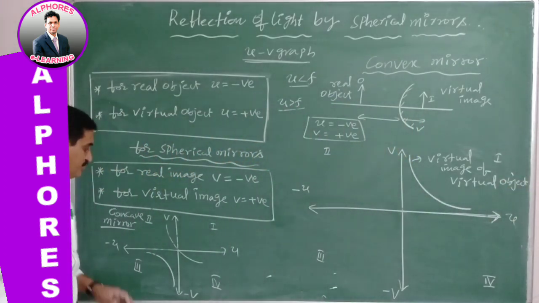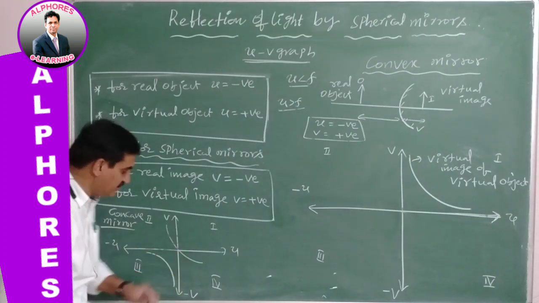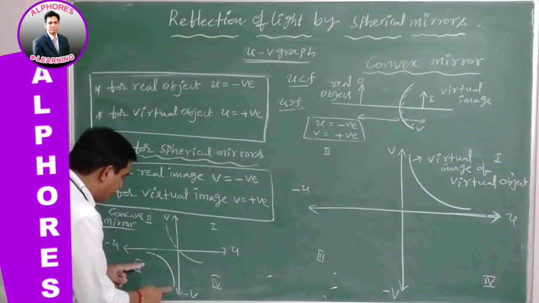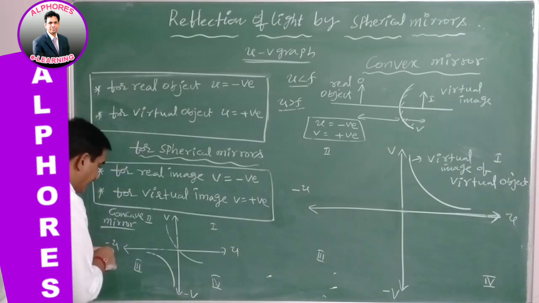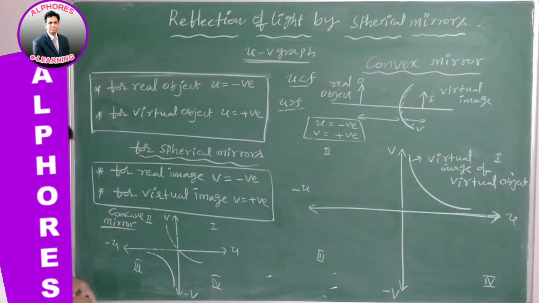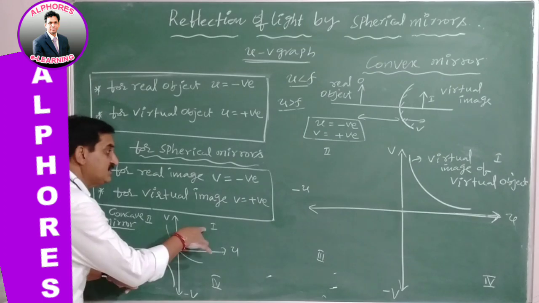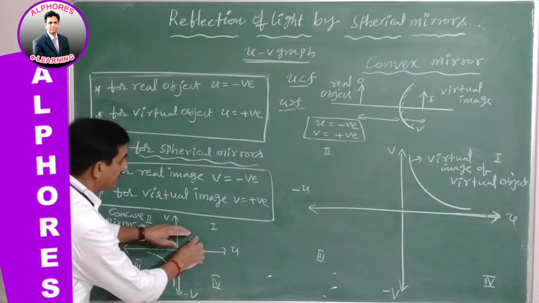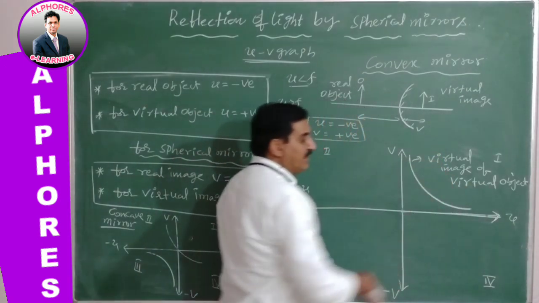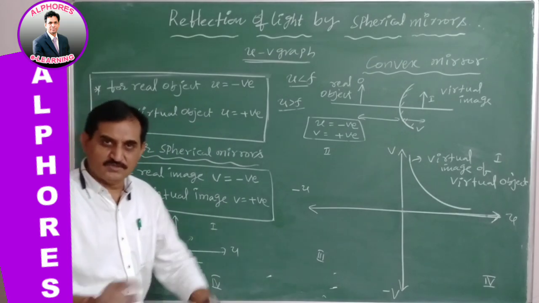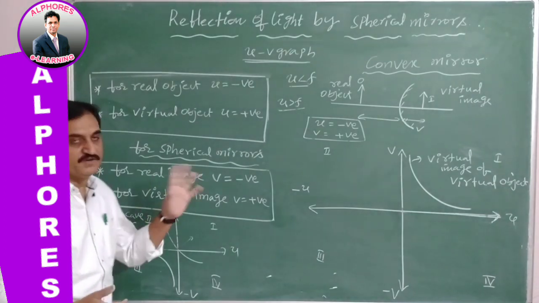So logically we can understand this easily. For the concave mirror, the graph we just discussed, the rectangular hyperbola, completely extends in the third quadrant because u and v both are negative for a real object and real images. Therefore, this is shifted to the opposite quadrant. The opposite of the third is the first quadrant. Therefore, it is shifted here and reversed. Then you will get the UV graph of the convex mirror. This is a logical approach to easily remember the concave mirror UV graph and the convex mirror UV graph.